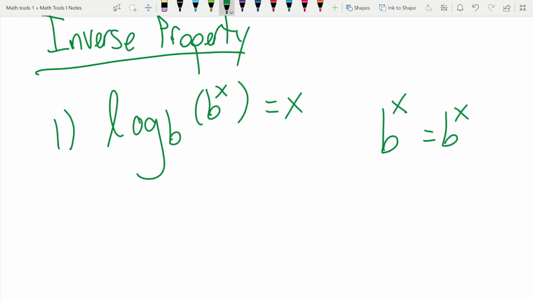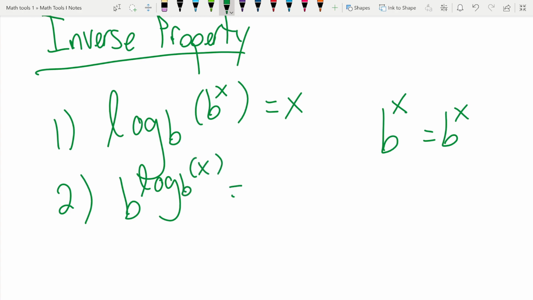On the other hand, if we write it a different way, we see that b to the log base b of x is equal to x. So this one's a little bit weird. Now the logarithm is in the exponent.